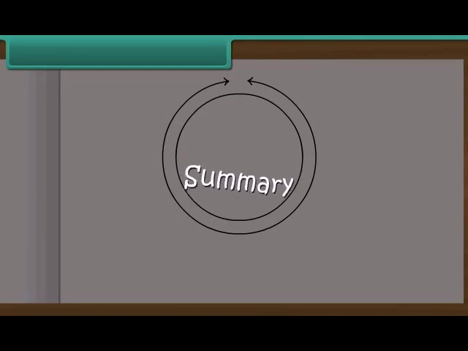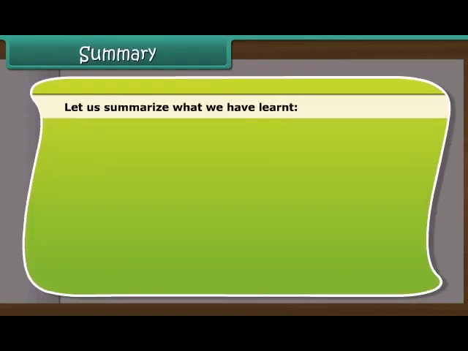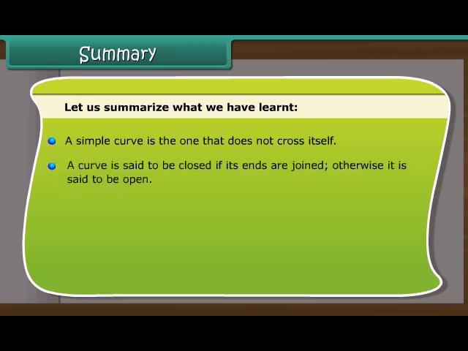Summary. Let us summarize what we have learned. A simple curve is the one that does not cross itself. A curve is said to be closed if its ends are joined. Otherwise, it is said to be open.